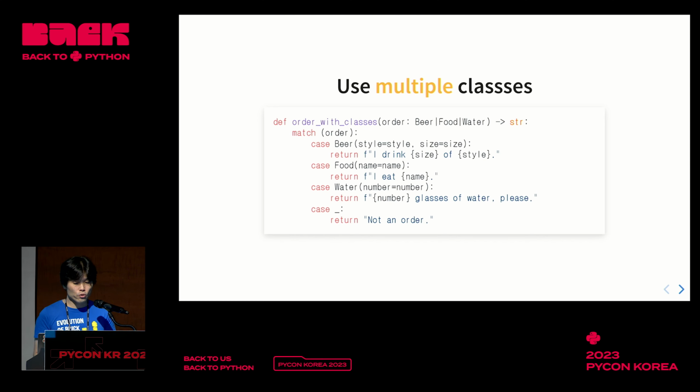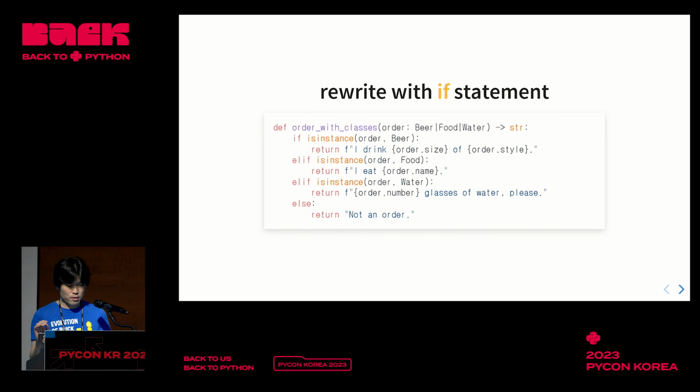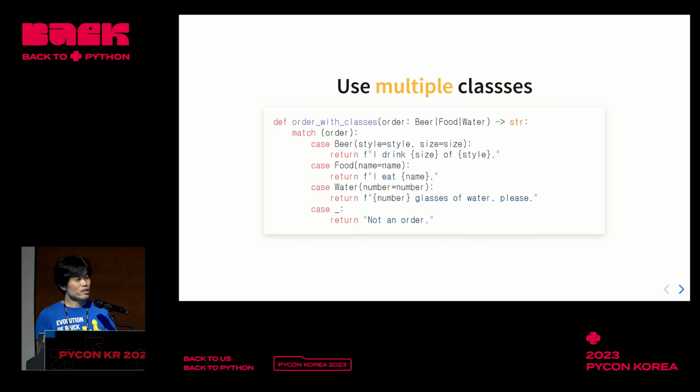I write this code with if statements. I think pattern matching is cleaner and more readable than if statements. This is the if statements version, and this is the multiple classes class pattern in structural pattern matching. Which do you like? I like this multiple classes pattern.